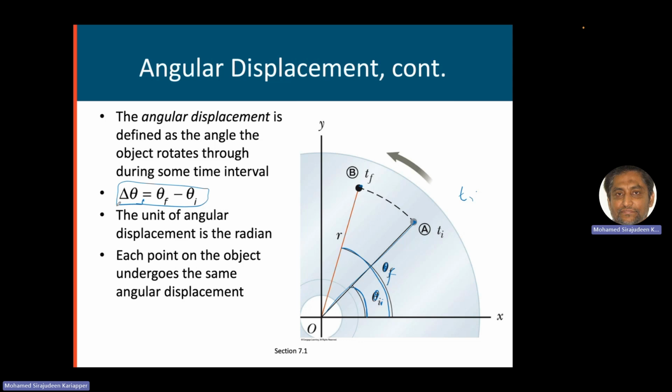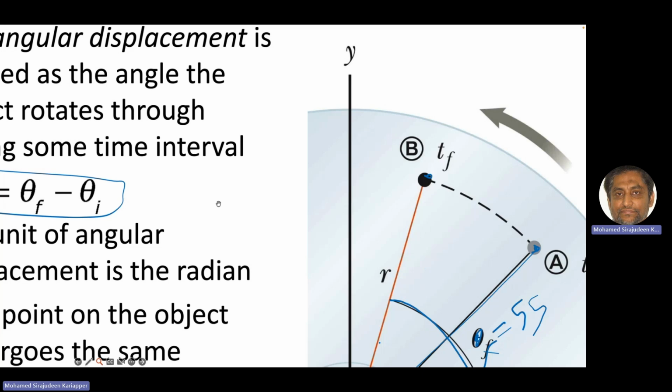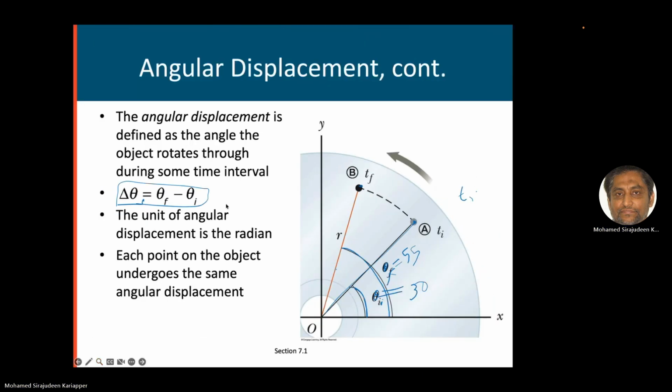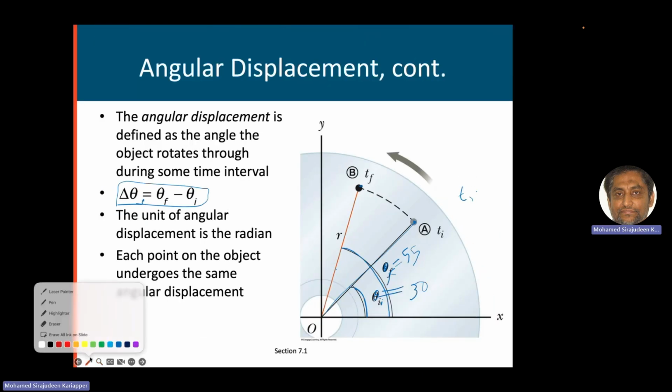So I can take an example if you want. Let's say theta initial is 30 degrees and theta final is say 55 degrees. Delta theta will be this guy. Oops, what did I do? Delta theta will be, if I use another color, will be this guy, right? This will be the delta theta. That will be 55 minus 30. Whatever it is, 25. So that's very clear. Right? So let's move on.